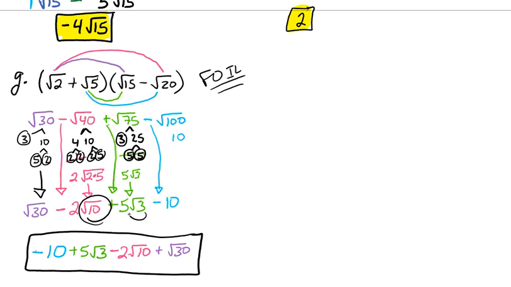Now, if some of my insides had been the same, I could have put those pieces together. It just didn't work out for us this time. So that's how you add, subtract, and multiply radicals.